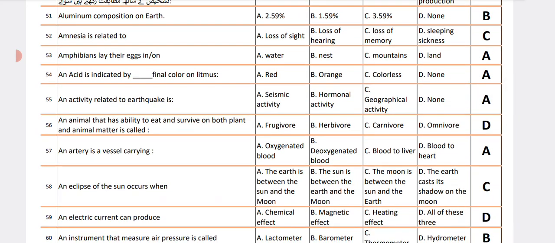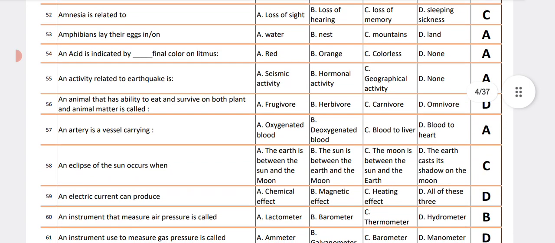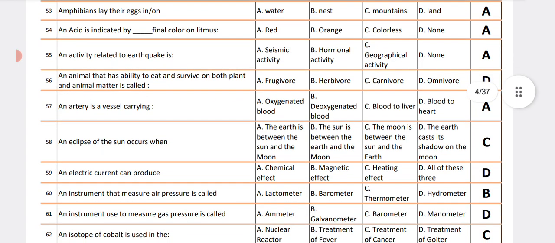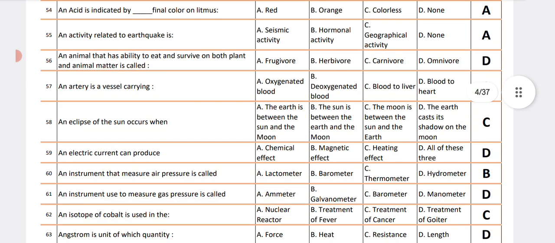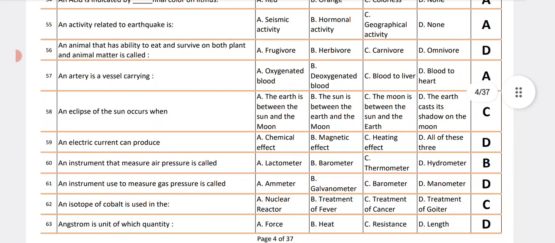An acid is indicated by its final color on litmus, that is red. An activity related to earthquake is seismic activity. An animal that has the ability to eat and survive on both plant and animal matter is called omnivore. And an artery is a vessel carrying oxygenated blood.